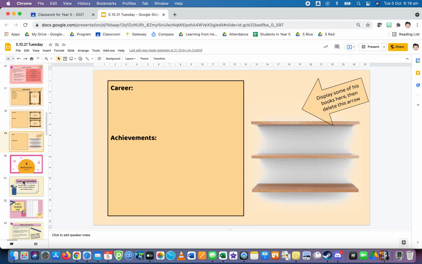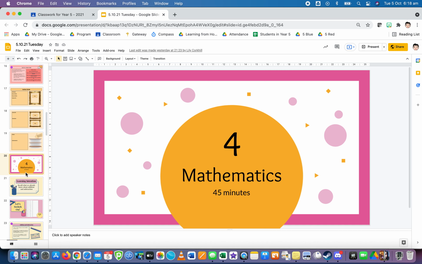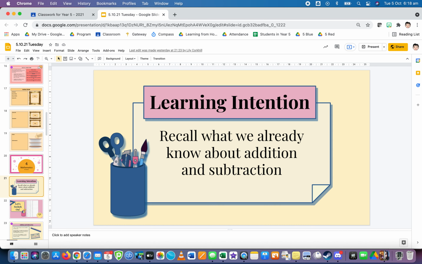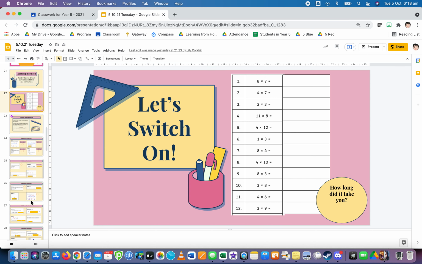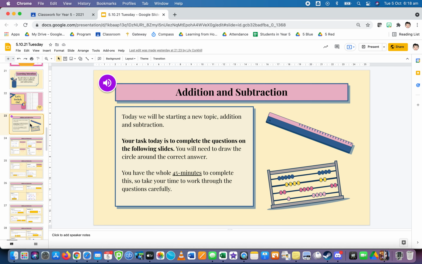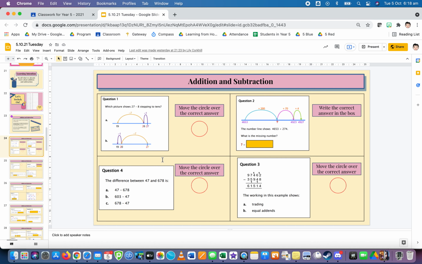Pretty easy. Should be a nice fun start with mathematics. Addition and subtraction, easy. Switch on some times tables to get our brains working. It's just our number sense. Your task is to complete the questions on the following slides. You will need to draw the circle around the correct answer. You have the whole 45 minutes to complete this, so take your time to work through the questions carefully.